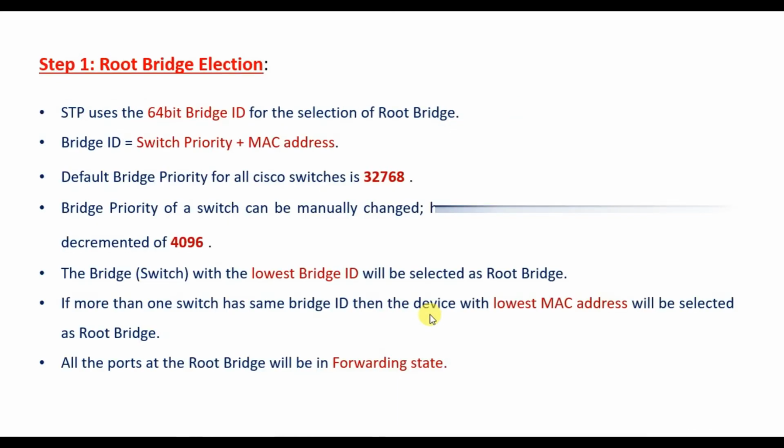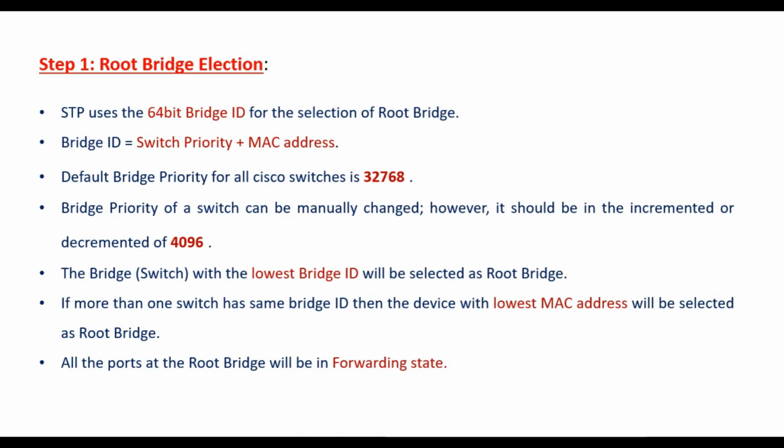Now let's start to discuss how STP works. Step one, root bridge election. As we said earlier, if there are five switches in the network, one among the five will be elected as a root bridge. So how is it elected? It is based on the 64-bit bridge ID.